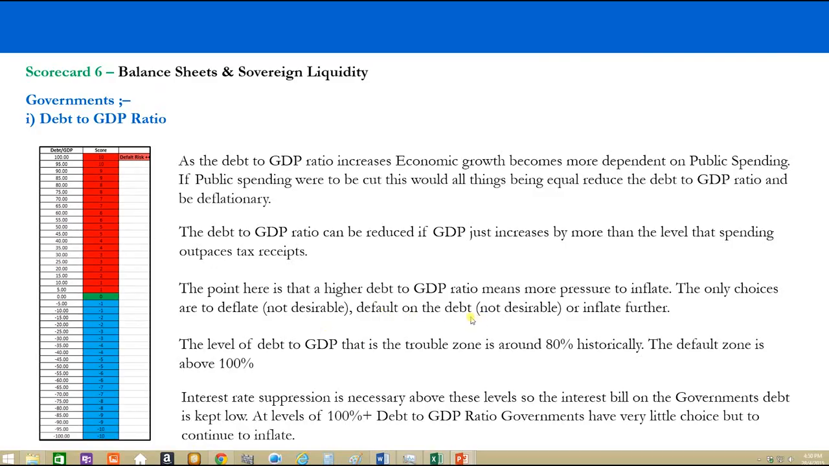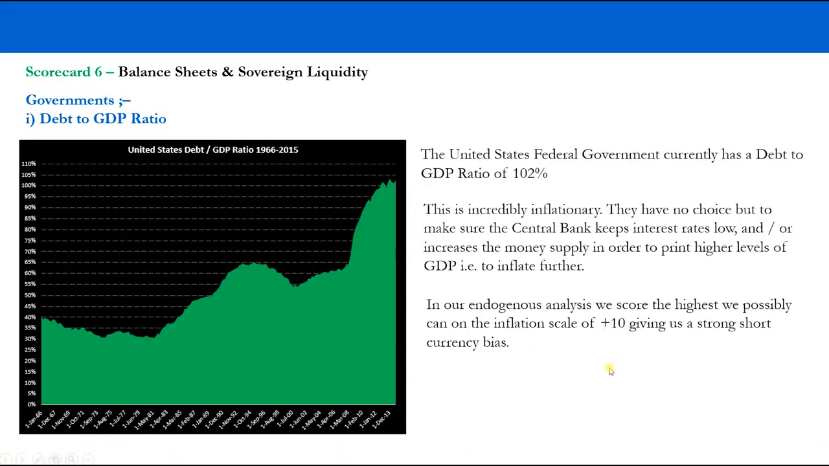And we have to look at this for what it is. Here, for the United States, we're right at the very top of the scale. So they're currently running a debt to GDP ratio of 102%, which is incredibly inflationary. And they basically have no choice but to make sure that the central bank keeps interest rates low and or increases the money supply in order to print higher levels of inflation and GDP in order to inflate further.